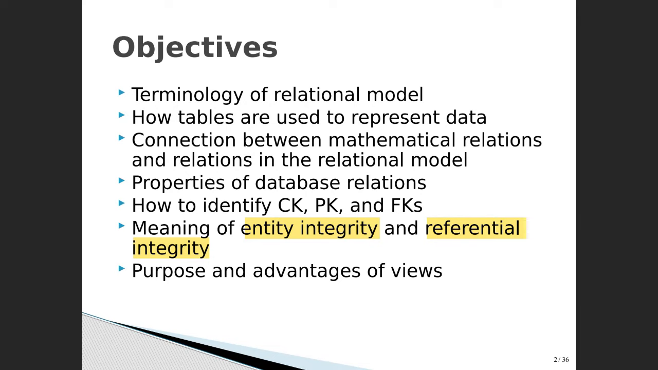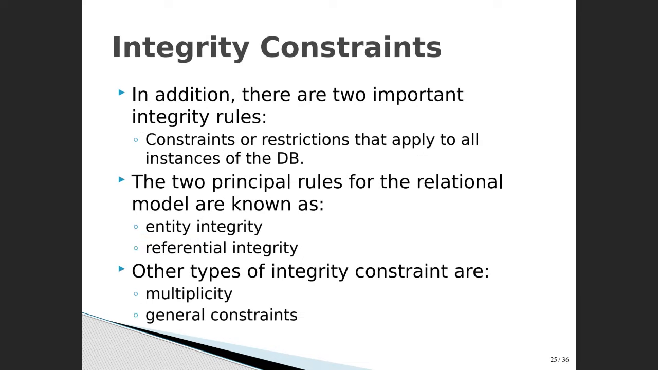All right, now let's move to that part and discuss it. Let me move to that slide. As we mentioned previously, there are two principal rules for the relational model. Number one, entity integrity. Number two, referential integrity. Entity integrity is about the primary key, and referential integrity is about the foreign key.